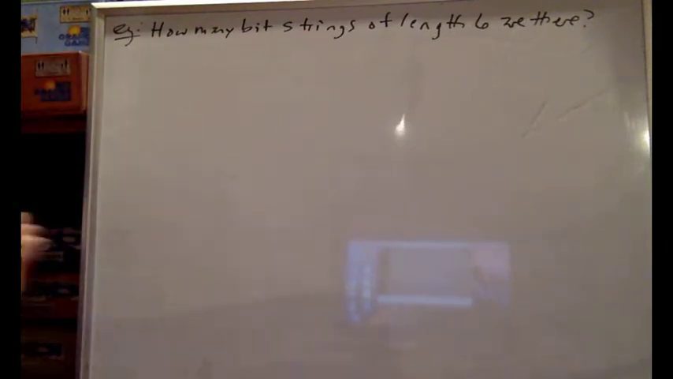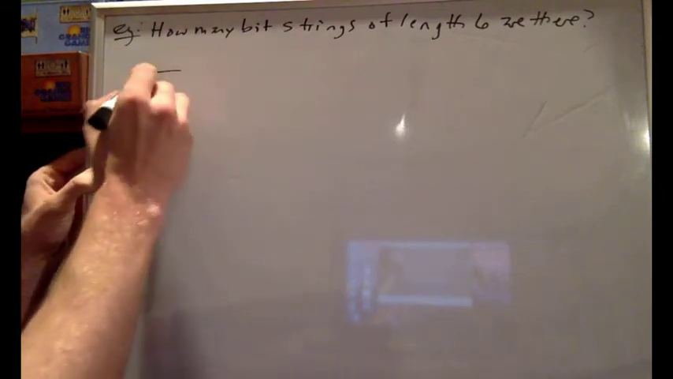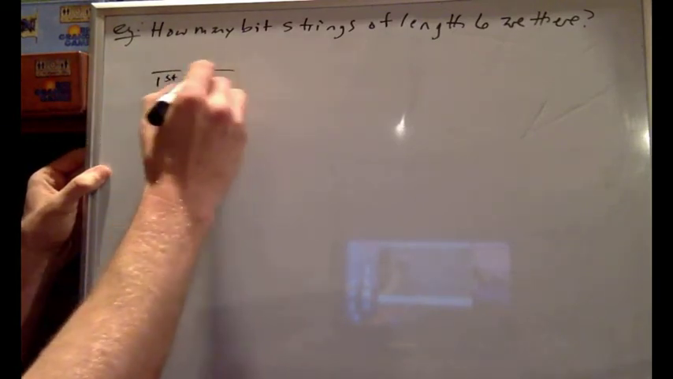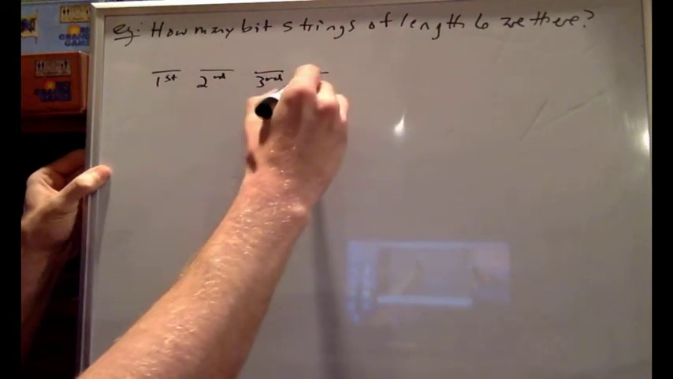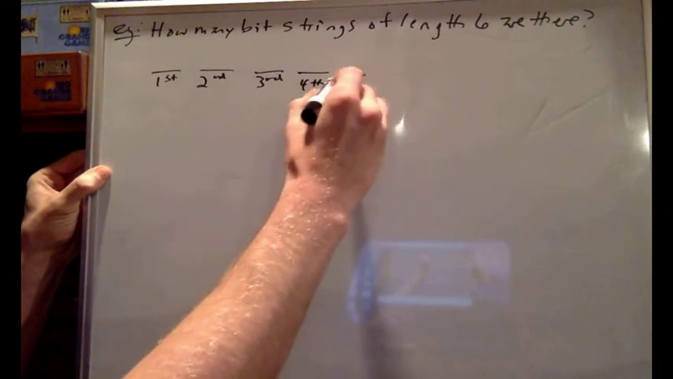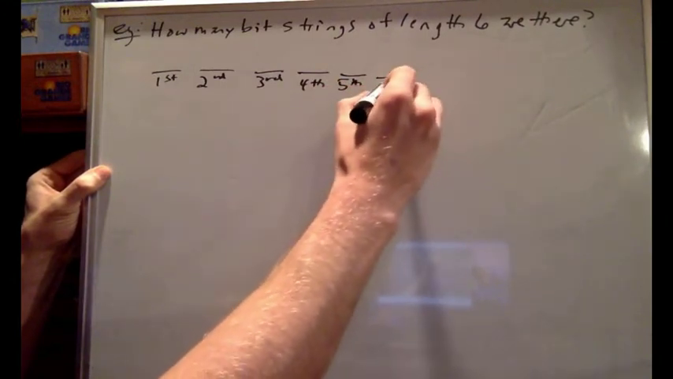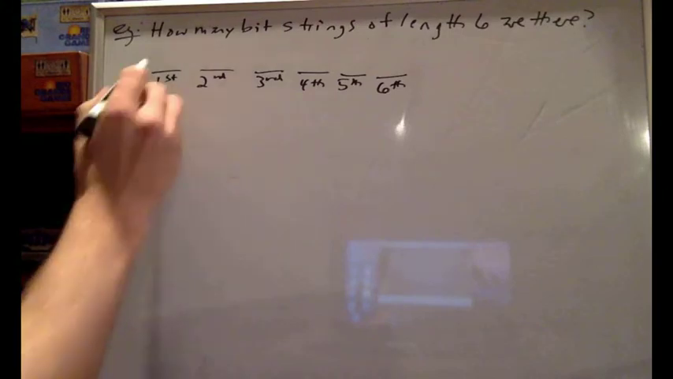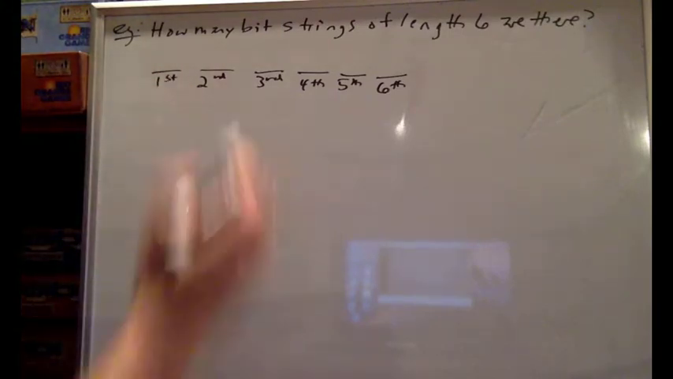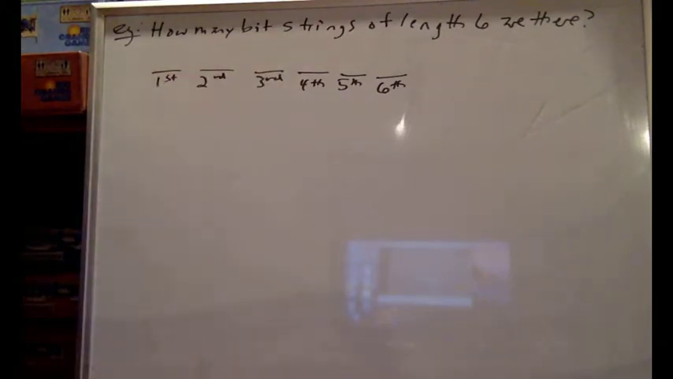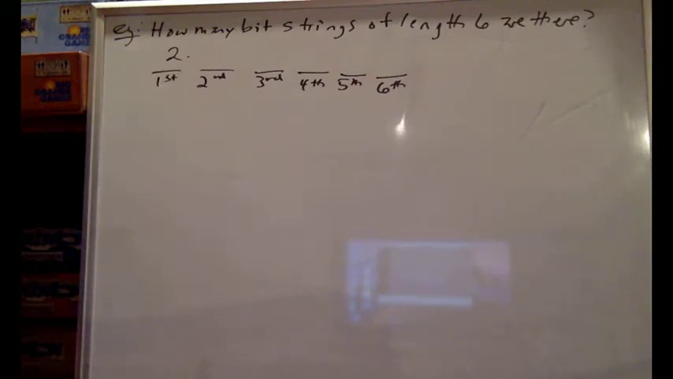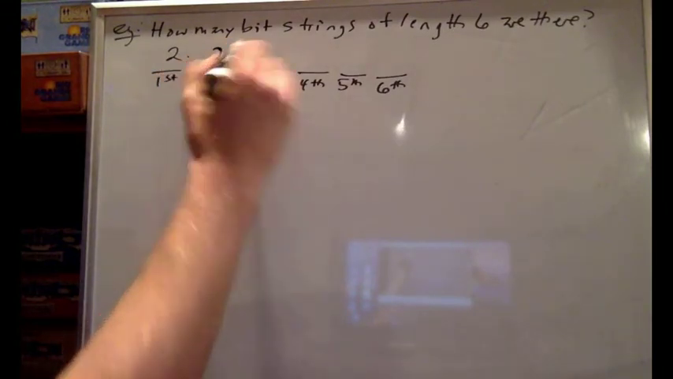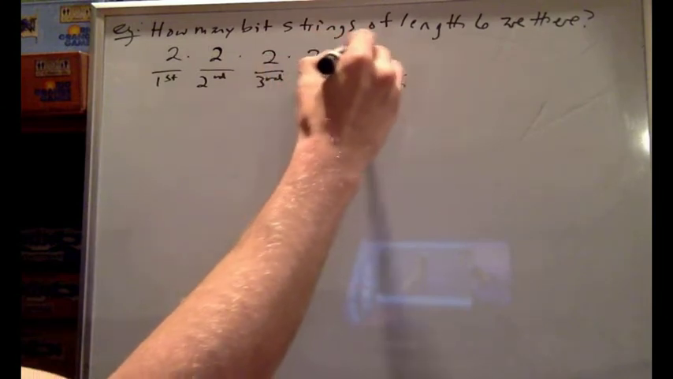But another way to think of it is I have to choose my first bit, and I have to choose my second bit, and I have to choose my third bit, and my fourth bit, and my fifth bit, and my sixth bit. So how many choices do I have for the first bit? Well, if it's a bit string, a binary string, it's either 0 or 1, so I have 2 choices for the first. Then the next bit is either 0 or 1. Again, I have 2 choices for the second, 2 choices for the third, 2 choices, 2 choices, 2 choices.